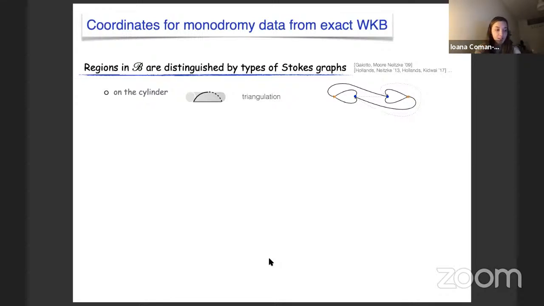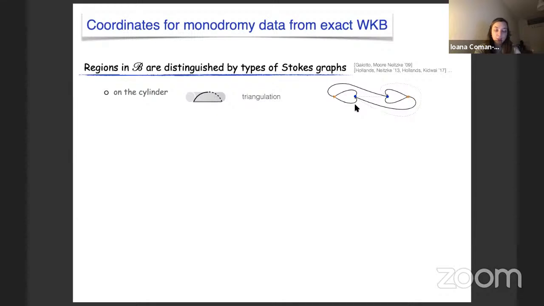Now, taking the case of the cylinder, I have sketched here a generic Stokes graph with three Stokes curves depicted in black, which emerge from each of the two branch points. And each curve connects its branch points to one of the punctures. So this is what I mean by a generic Stokes graph.